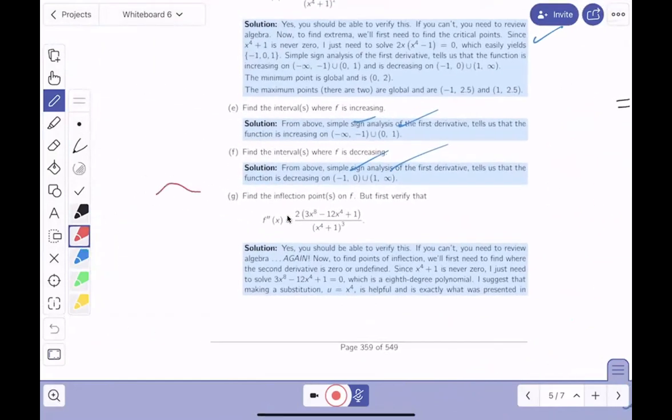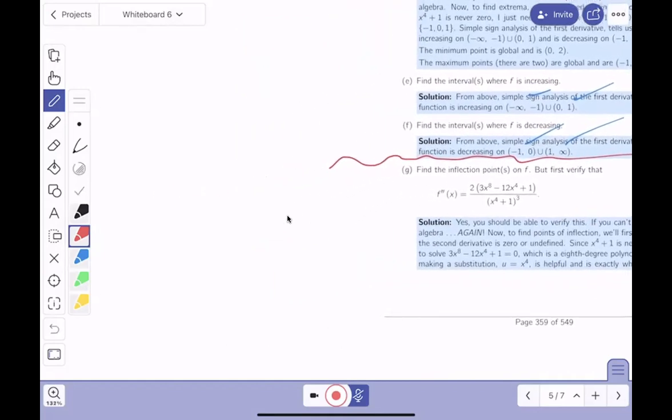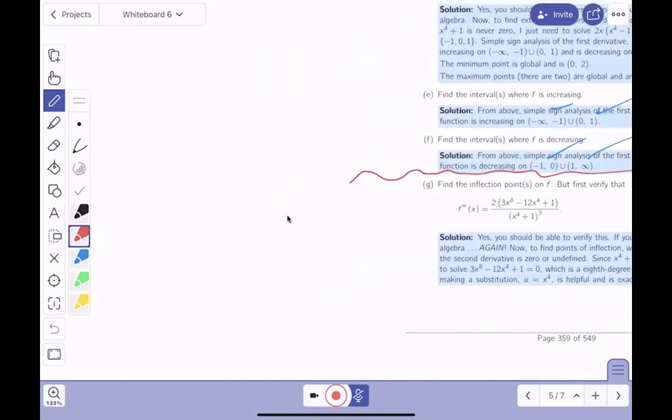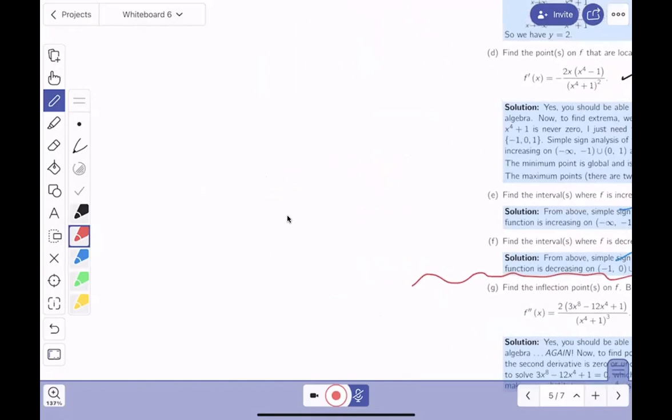This is where the line in the sand is drawn. For most people, they should be able to do all this work here quite easily. It's what comes after this. It's tough. So the first thing over here is this is going to be really difficult for students to do. I find it difficult too. But what we have to do is we got to get the second derivative. To do that, though, I have to be really, really, really careful.